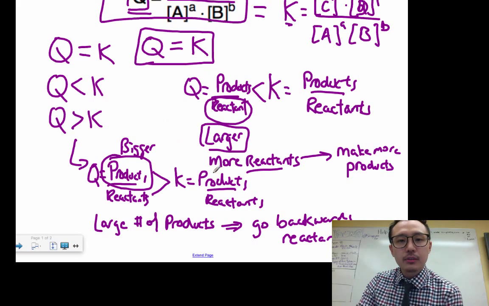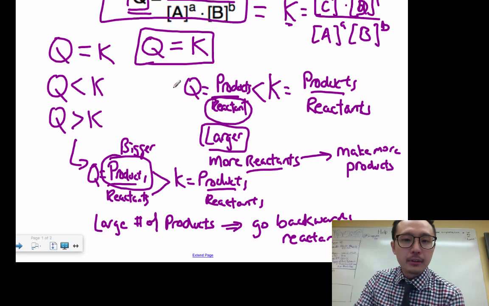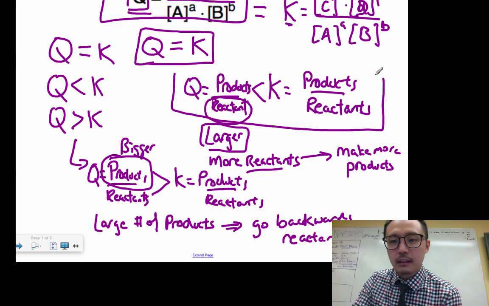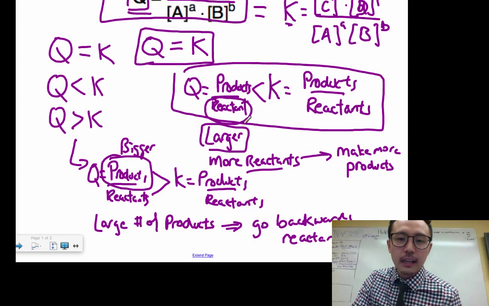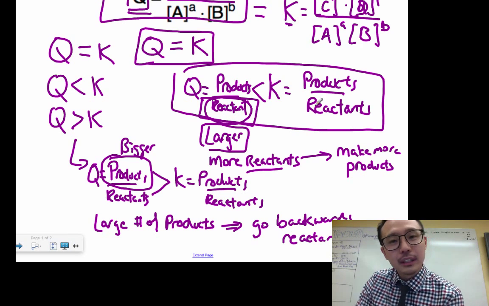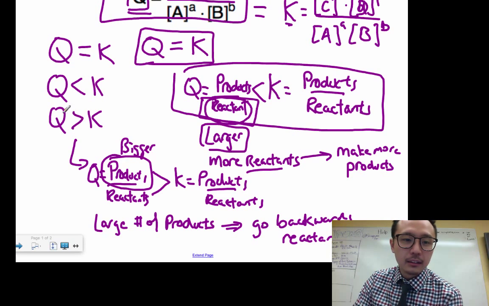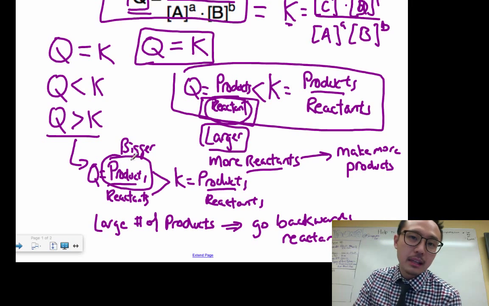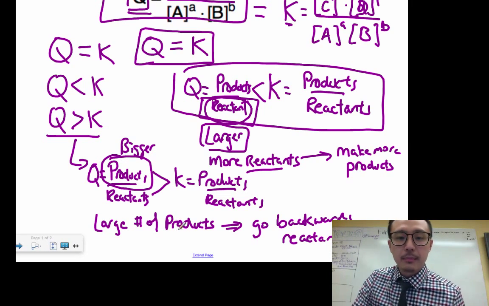So don't try to memorize what's going on. Instead, write this down and break it down and ask yourself, logically, how do you get Q to be smaller than K? The only way is when the reactant is a large number. If it's a large number, that means you have high concentration. And if you have a high concentration of reactants, then you need to make more products. In the other scenario, when Q is greater than K, that means you have more products. If you have a lot of products, it has to go backwards to make more reactants.